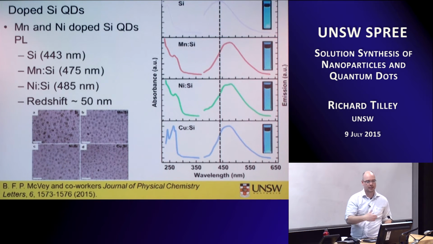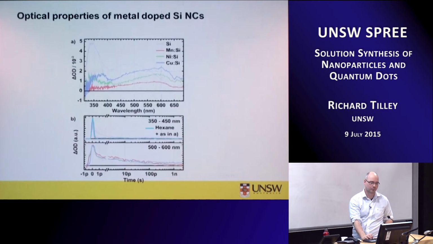And in terms of the stability, we found that if the quantum dots were copper doped, they seemed to be the most stable. Certainly with some of the other metals, the manganese and the nickel, the shift in the luminescence would revert back over time.